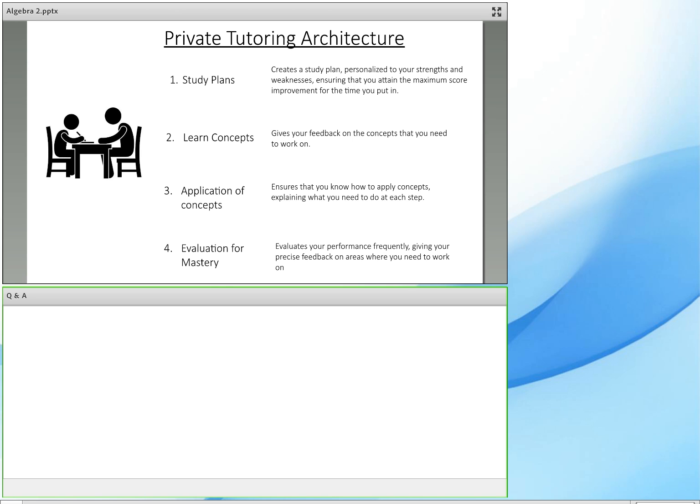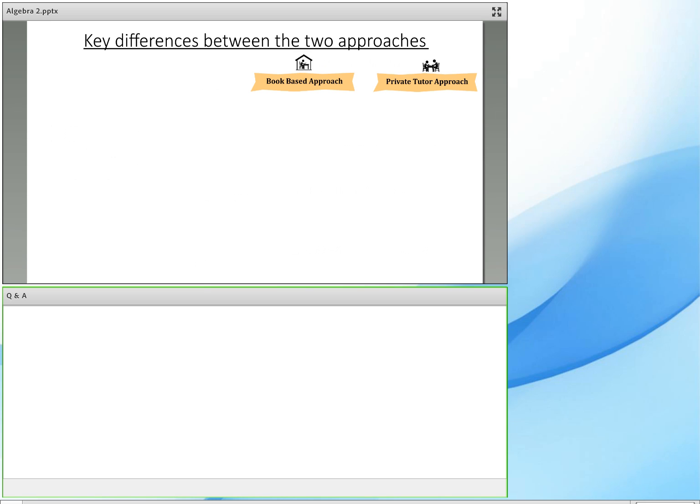And when it comes to evaluation of mastery, as you solve more and more questions, a private tutor would tailor specific evaluations to ensure that you've mastered a particular area, such as number properties, word problems, inequalities, so that you can then move on from one particular topic to the other.